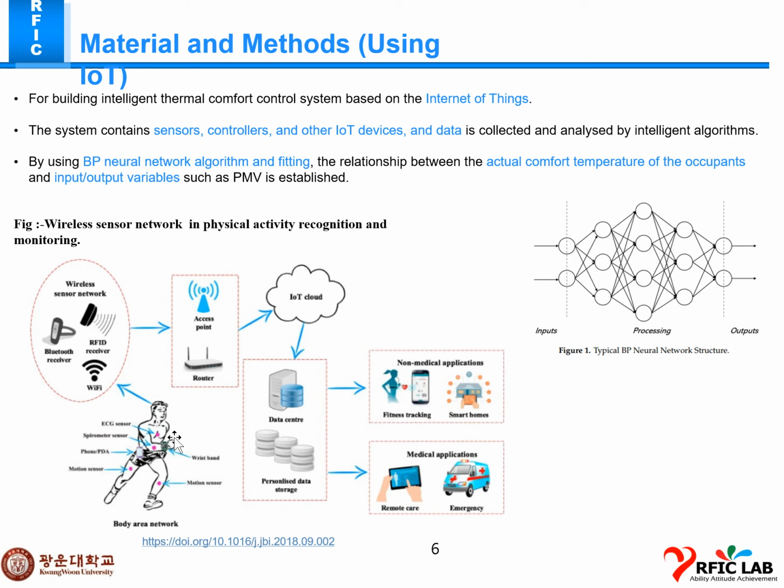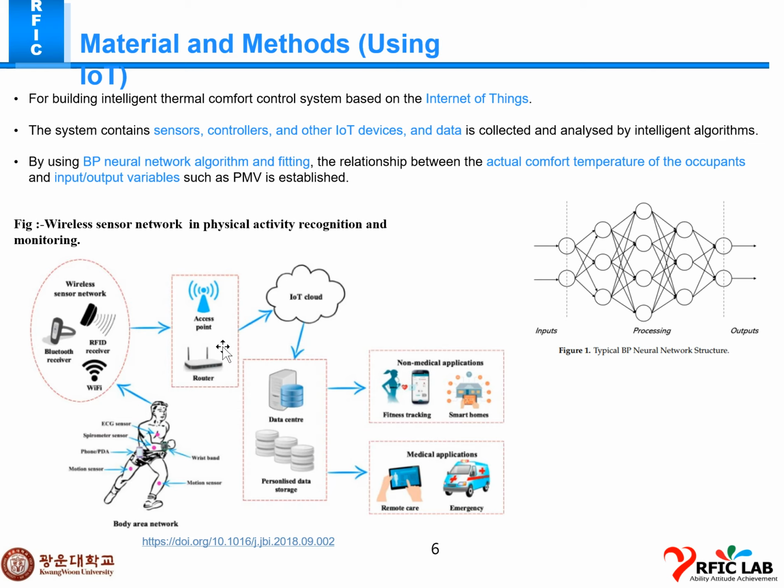As you can see, this actor has an ECG sensor. Various sensors are there: wristband and motion sensor, and phone and PDA spirometer sensors, as you can see in this figure. These sensors are connected to the wireless sensor network, meaning the receiver side, like Bluetooth receiver, RFID receiver, Wi-Fi. Then it connects to the access point, from where all the data is routed using the router and access point.